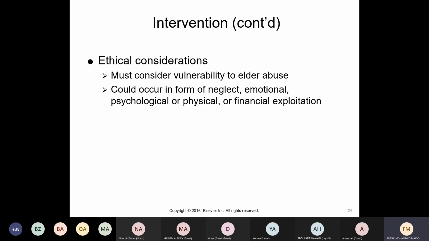So also you look at ethical considerations. Older people are vulnerable to abuse, to elder abuse, to blackmail. This is very common. It could occur in the form of neglect, emotional neglect, psychological neglect, physical neglect, or even financial exploitation. All these older patients are subjected to.